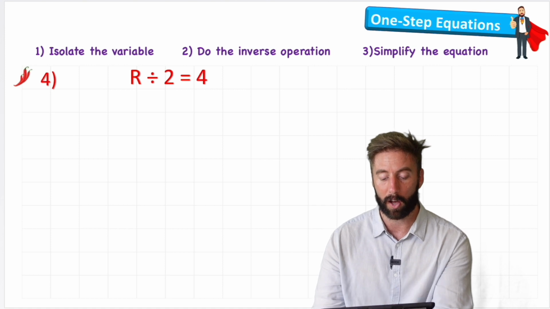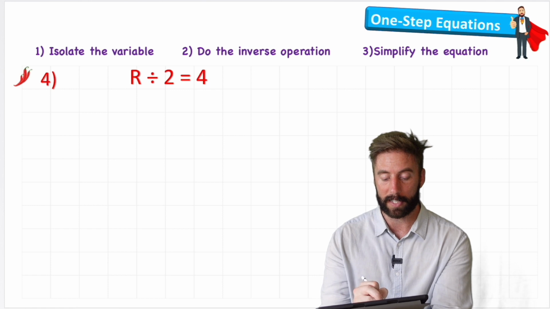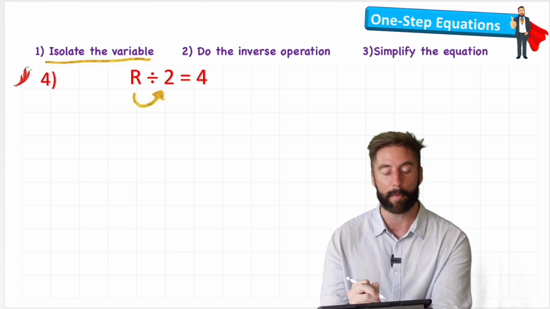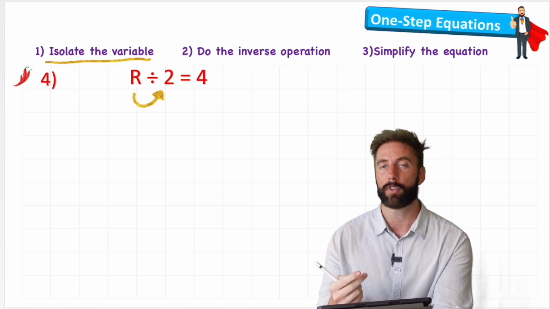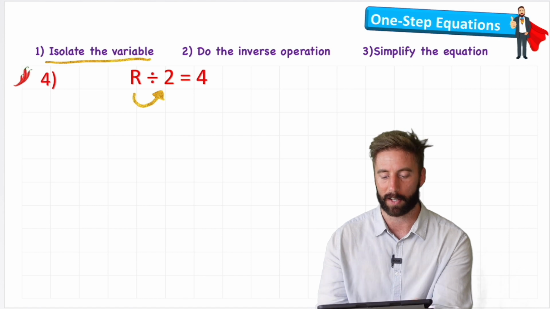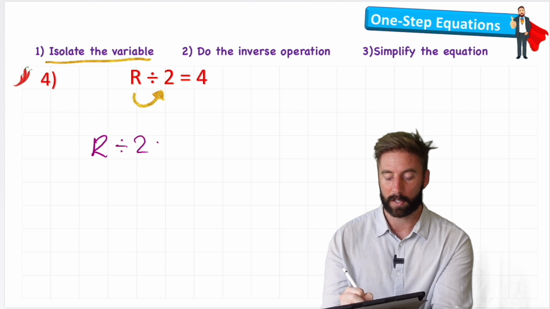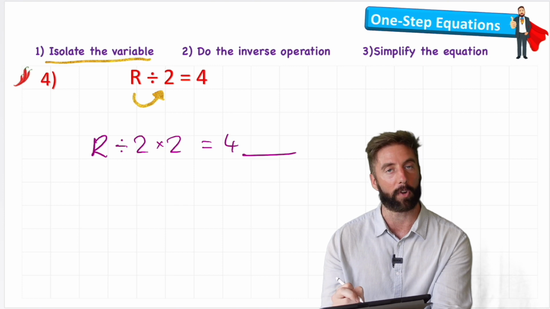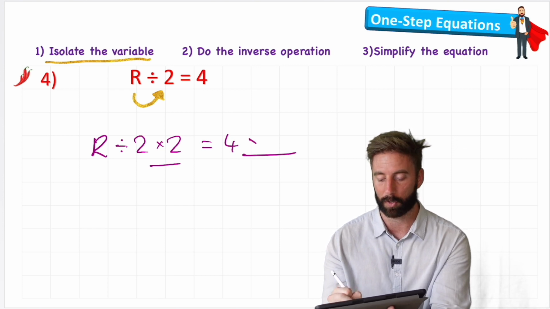Let's look at our hardest one then. We have r divided by 2 equals 4. So again, I'm trying to isolate the variable, get it on its own. At the moment, my variable is connected to this divide by 2. So if I want to get rid of a division on one side, I'm going to have to, that's right, multiply on that side as well. So let's do it. r divided by 2 times 2 equals 4. But I can't just leave my 4 like that, can I? Because I've added a times 2 on this side, so I must add my times 2 on this side.